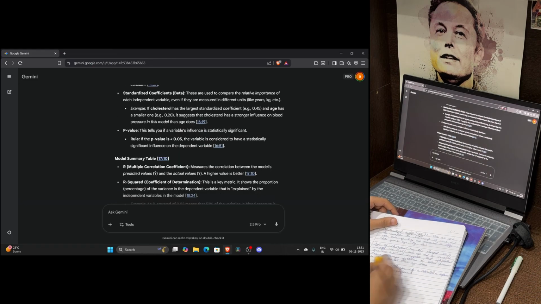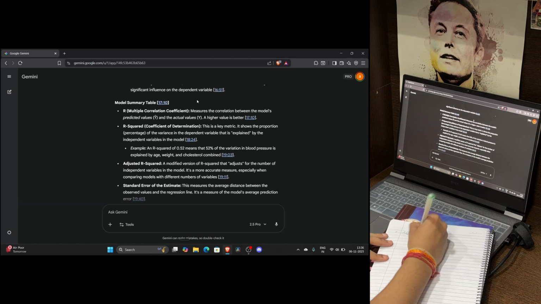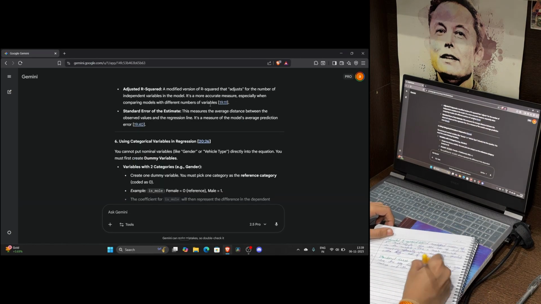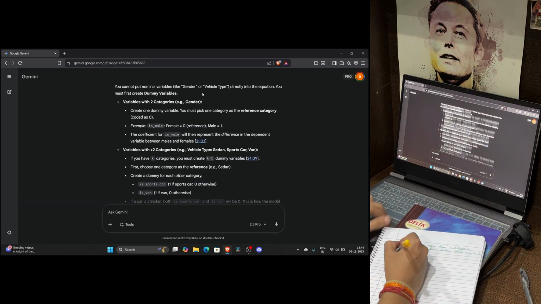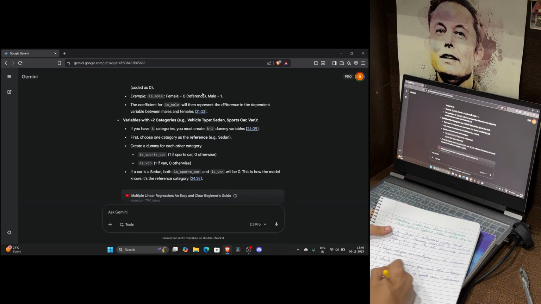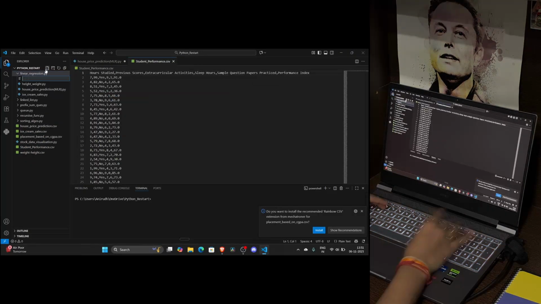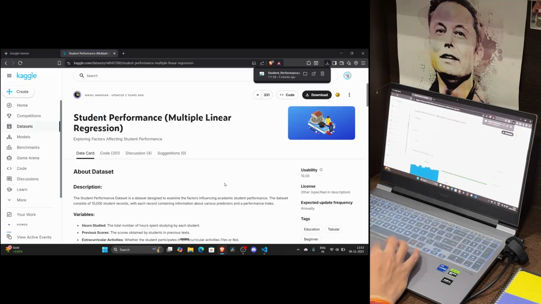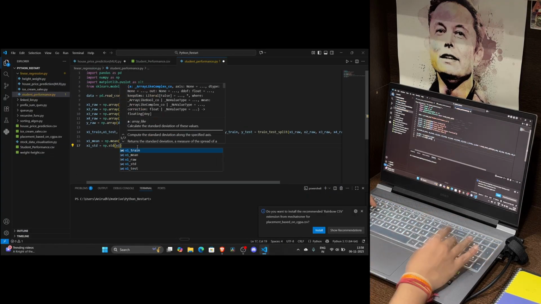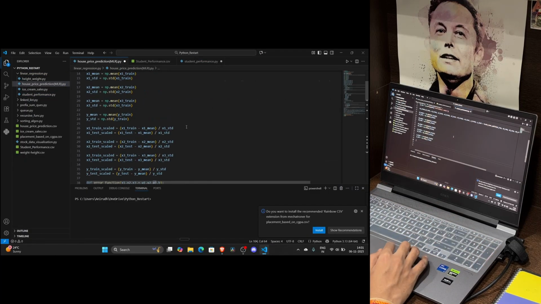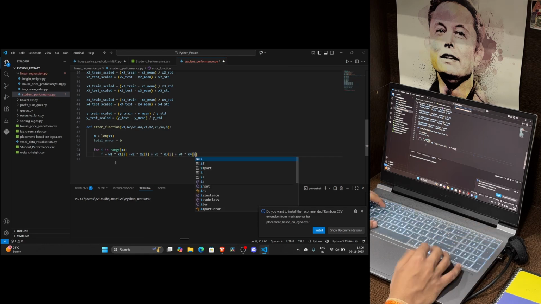Once I had that clear, I moved on to coding it from scratch. I hopped onto Kaggle and downloaded a student performance dataset. It had features like sleep hours, previous scores, hours studied, and practice papers solved. These 4 were my independent variables, and the performance index was what I wanted to predict. So, I started coding. Imported pandas, NumPy, Matplotlib, and train test split from scikit-learn. Then I split the data 80% for training, 20% for testing, and standardized the features using mean and standard deviation so that everything was on the same scale.